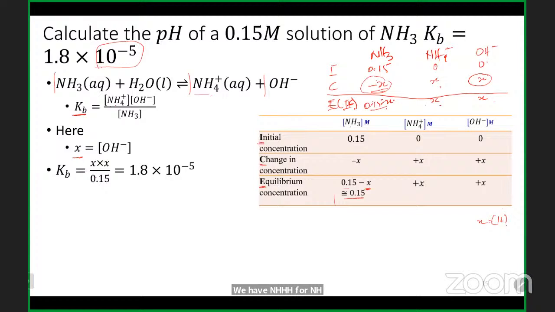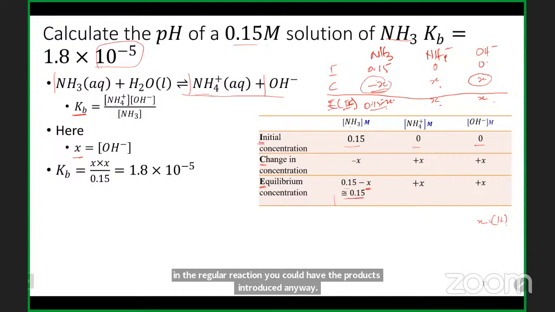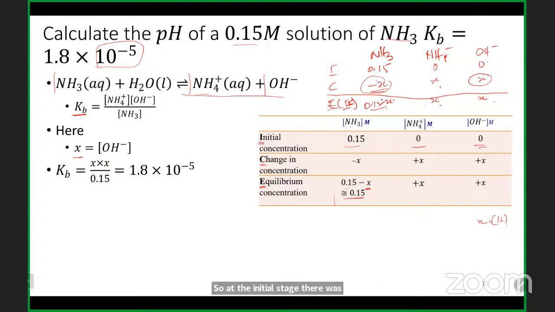If there's time, maybe I'll go back to the slide of the last class, and then we'll see it. So you have the initial concentration that was given. Initially, we're given 0.15 mole of NH3. It is NH3 that gave the other ones. If it's not a dissociation like this, but a regular reaction, it's possible that you could have the product introduced anyway. So at the initial stage, there was nothing of this, so that's why this is 0.